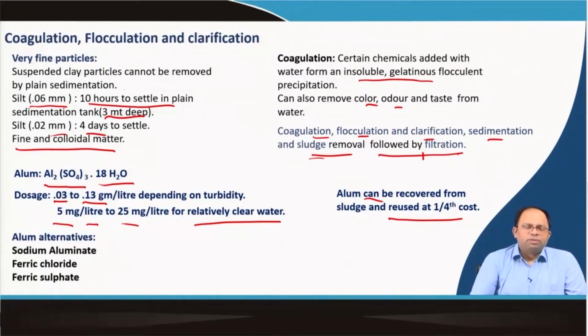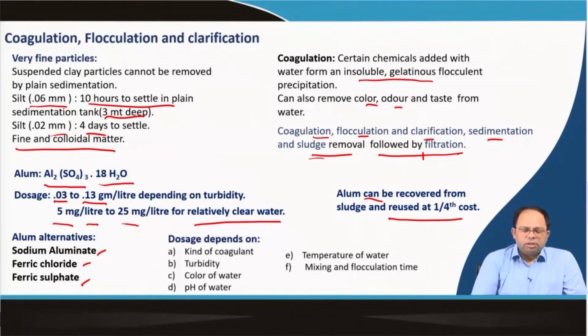So, alternatives to alum, we can also go for sodium aluminate, ferric chloride, ferric sulfate. This also helps in the process of coagulation, and the dosage depends on whether the water is relatively clear or turbid. It also depends on the kind of coagulant, turbidity, the color of water, the pH of water, the temperature of water, and the mixing and flocculation time. So, all this will determine what dosage we will give for this treatment.